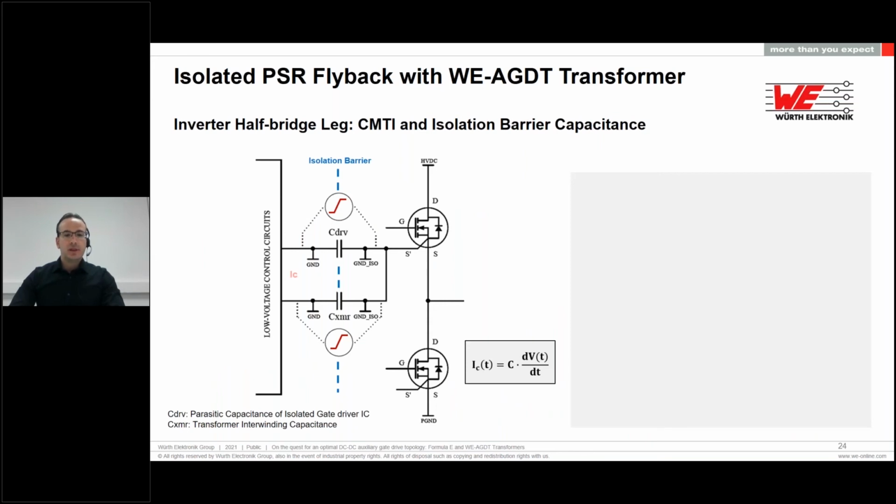So here we can see one of the half bridge legs of the inverter. On the high side device, we have replaced the gate driver system, the auxiliary supply and the isolated gate drive controller IC, by their equivalent parasitic capacitances across the isolation barrier. In the case of the auxiliary supply, this is the transformer interwinding capacitance.